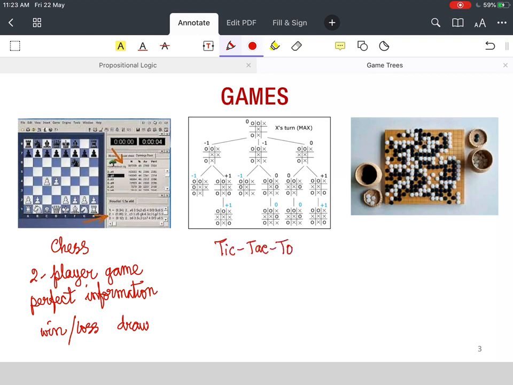The second game is the famous tic-tac-toe, which is again a two-player perfect information game where two players play by putting noughts and crosses. And here also we have these three possibilities. Either one player wins and one player loses, or both end in a draw. This is the famous Go game, which is again another perfect information game for two players.